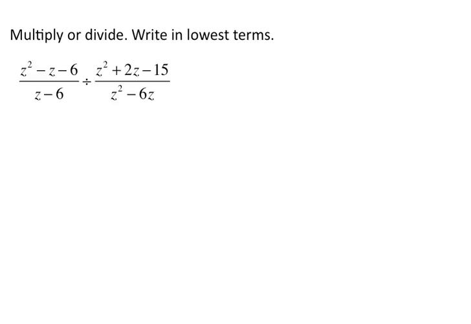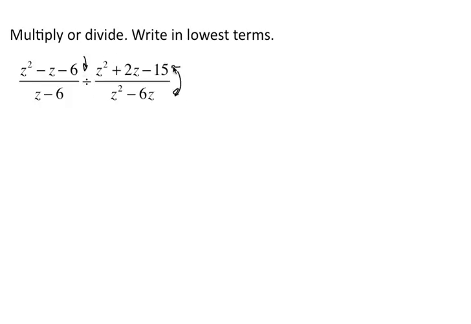Multiply or divide, write in lowest terms. So here we have a division problem that we need to simplify. So what we need to do is factor each of these polynomials and then cross-cancel anything that we can. Because we have a division problem here, remember the rule is to multiply by the reciprocal.